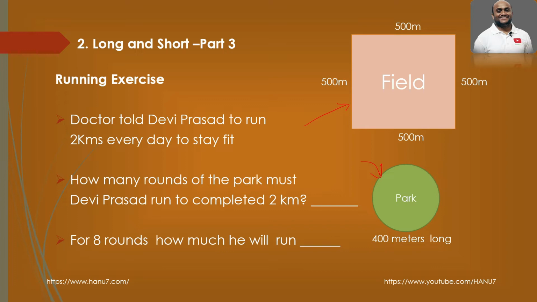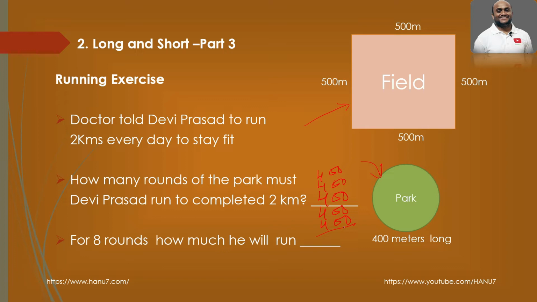Okay, so it is 400. If you go for 1 round, it is 400. If you go for 2 rounds, it is 800. If you go for 3 rounds, it is 1200. Like that, we keep going until it becomes 2000 meters. You can write 400, 400, 400 like this and check when it becomes 2000 meters.